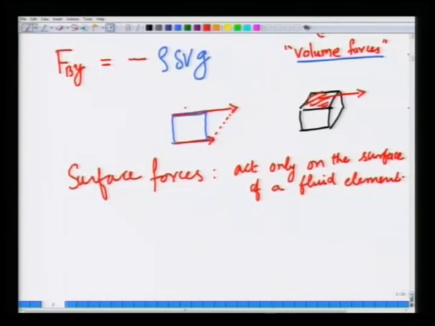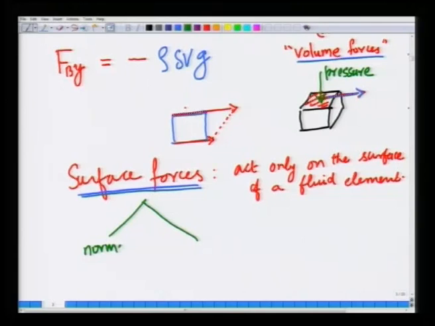So, if you take this volume element, there is a tangential force on the top surface due to the fluid flow above, in this direction, and this will constitute a surface force. This is essentially due to the tangential forces due to viscous action, but there could also be force in the normal direction due to pressure. Those are also surface forces. So, surface forces can be acting normal to a surface and tangential to the surface.